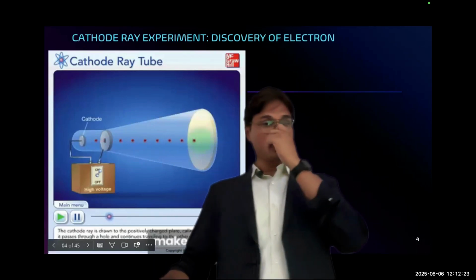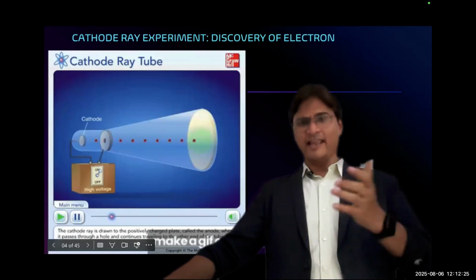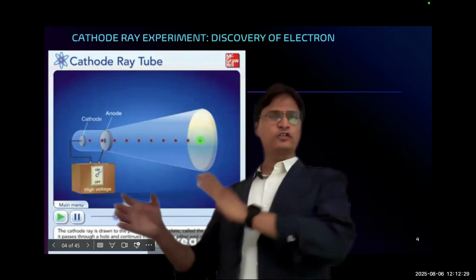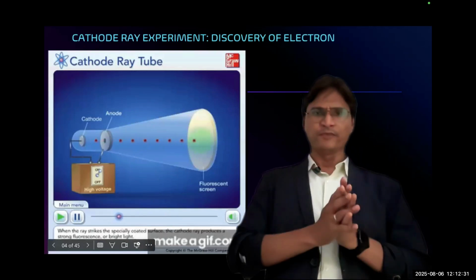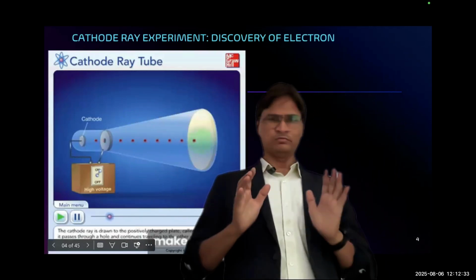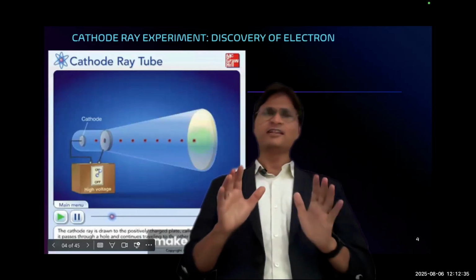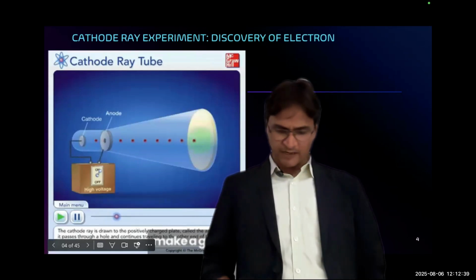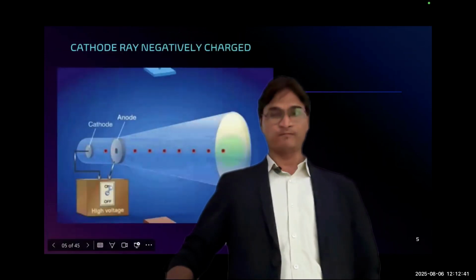So he thought some ray was coming from the cathode side and going to the anode side. We call it the cathode ray. He did not have any clue what it was, thus he named it cathode ray. To find its properties, he did further experiments with a very simple setup.